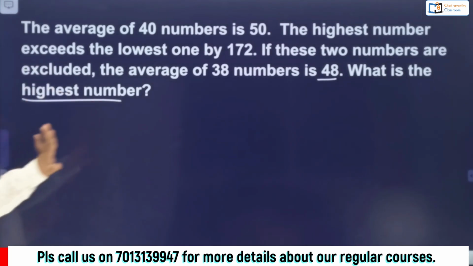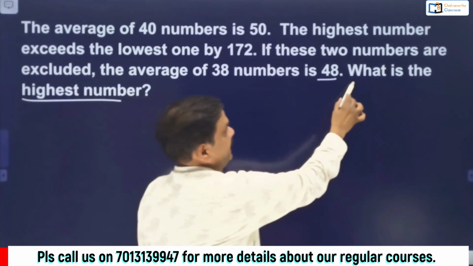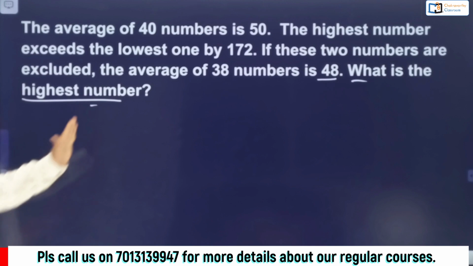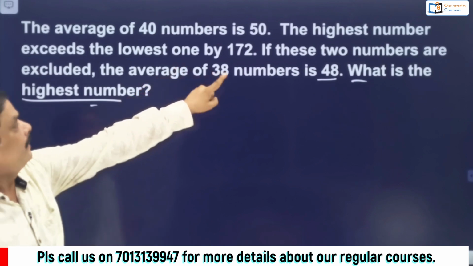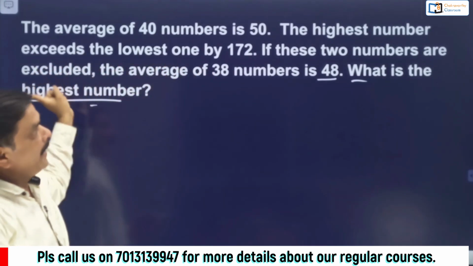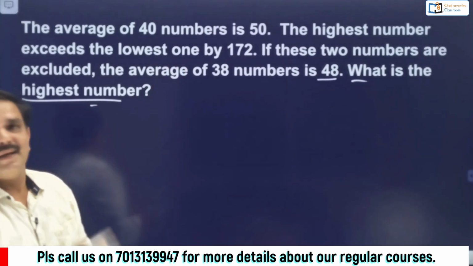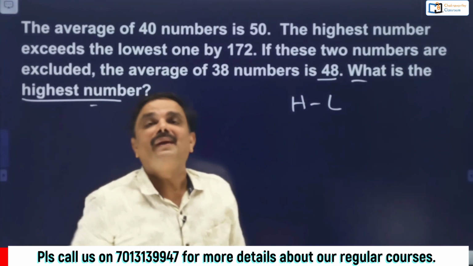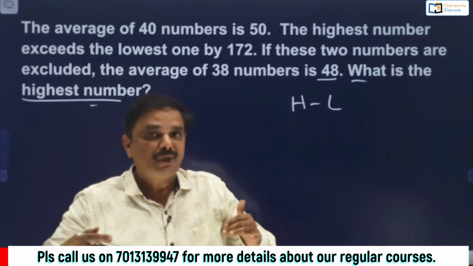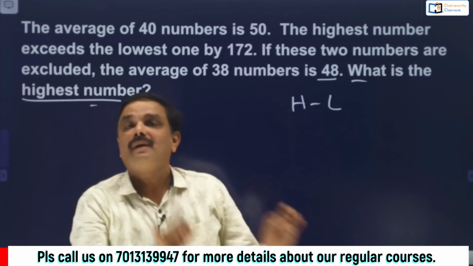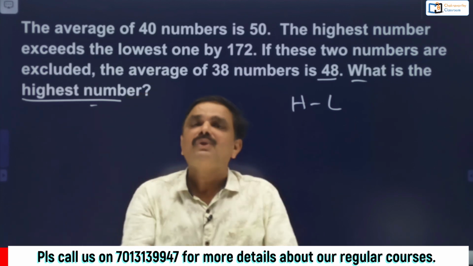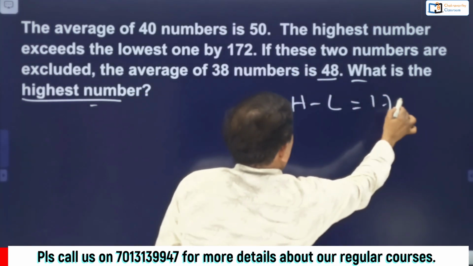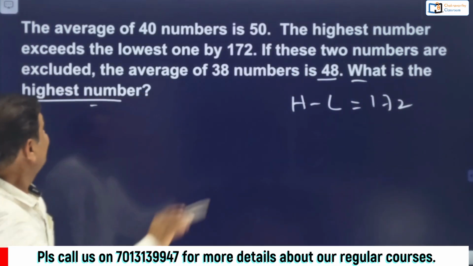My job is to find out the highest number. Very easily you can go for this, because they have given a clear clue: the difference between the highest and the lowest numbers. Highest minus lowest, all this must be done in your mind while attempting the question. First you need to prepare your mind like this, so that the question can be done very easily within the stipulated time. Highest minus lowest, how much have they given? 172. And they are asking for the highest number.